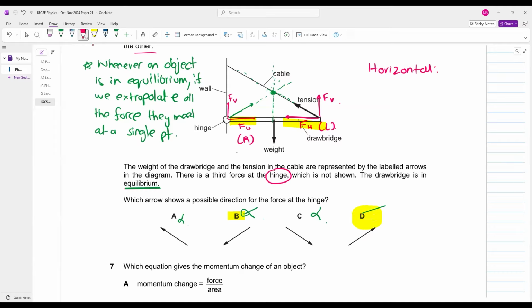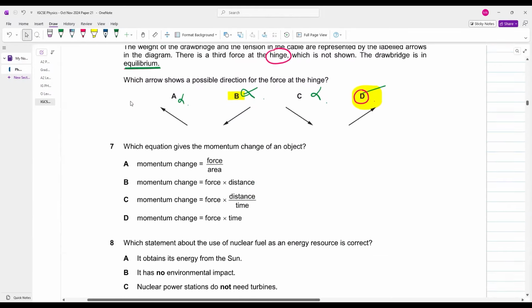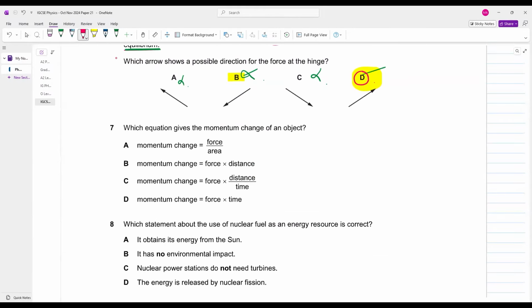Why? Because option D is such a force that if I extend it, it passes through the intersection point. Secondly, in option D the forces in the horizontal direction balance out. D is your answer. Easy peasy lemon squeezy. Which equation gives the momentum change of an object? Momentum change will be equal to what? Force into time. D is your answer.